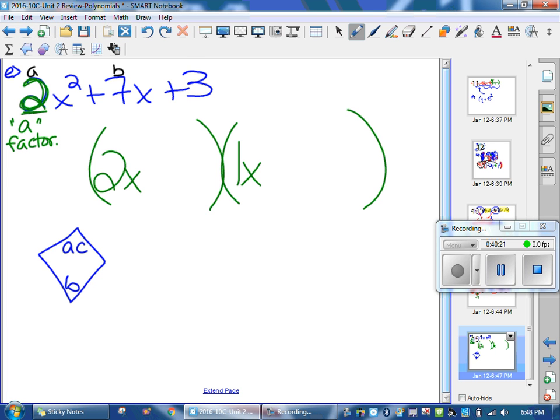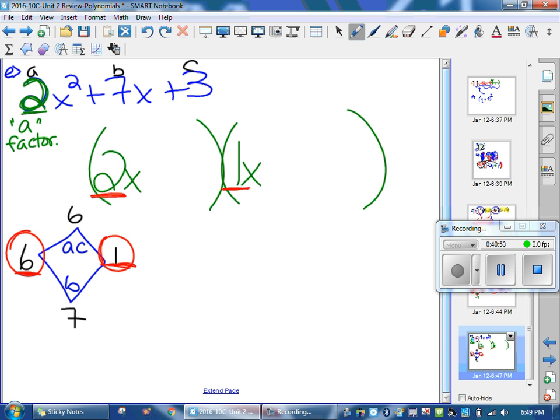Now I look at my wings, and I look at the factors of A that I put in my brackets. Now I need to divide these wing numbers by one of those numbers. You always divide by where you're not going to get a result of a fraction or decimal. So if I took the 1 and divided by the 2, I would get a fraction, which is why I'm not going to divide the 1 by the 2. I'm going to divide the 6 by the 2 and the 1 by the 1.